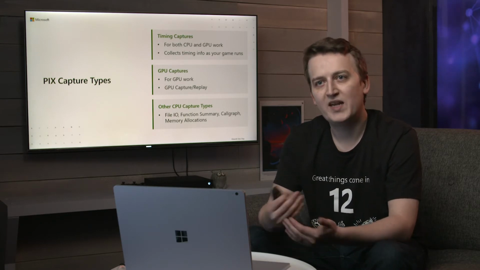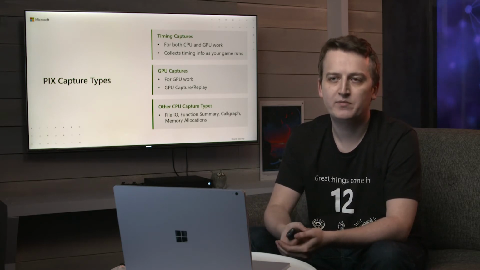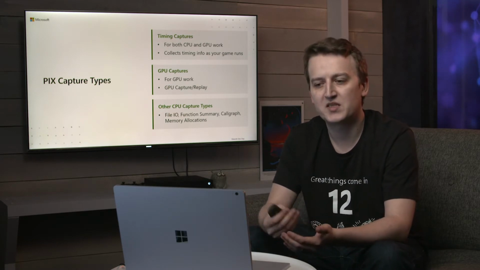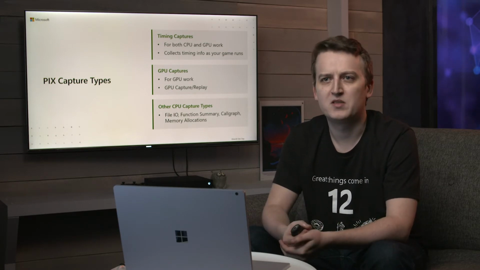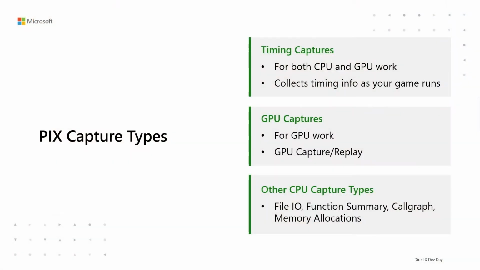Now, PIX works by letting you take a capture of your game or application, and then opening that capture for analysis in PIX later on. PIX supports several types of capture that each serve a different purpose. Firstly, there are timing captures. These are our lightweight capture type that collect CPU and GPU timing information, amongst other things, while your game or application is running. That timing capture information is then serialized into a capture file, and when you open it later on for analysis in PIX, you can see the GPU and CPU timing information back from when your game was originally running.